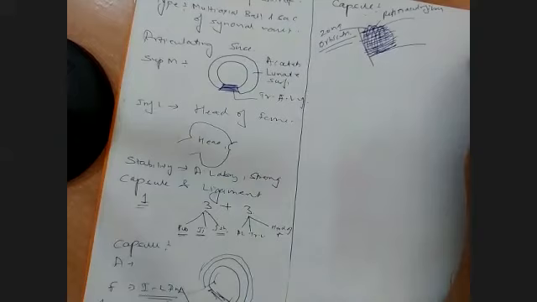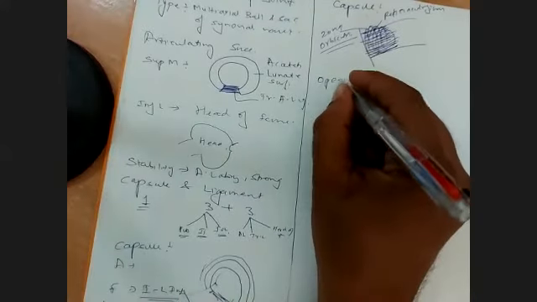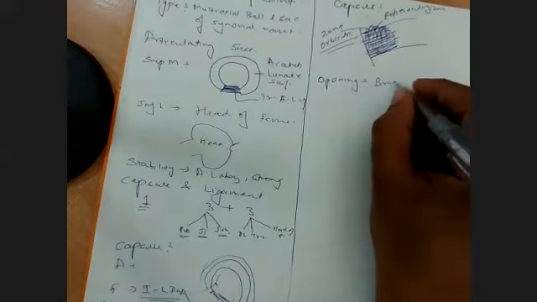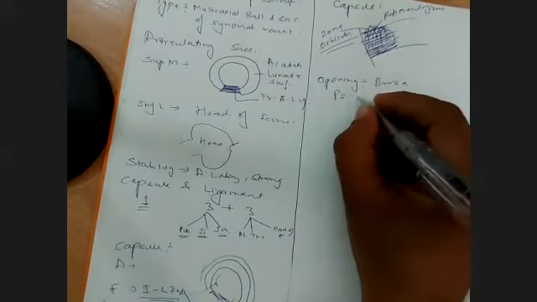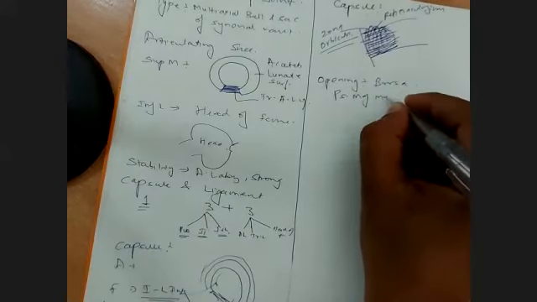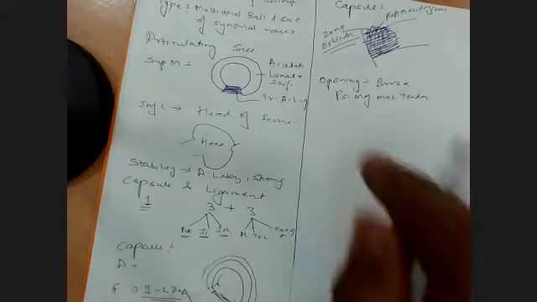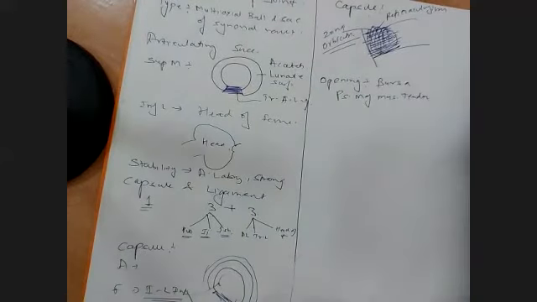This capsule has some opening also. Okay, why we should be knowing this, because it communicates with the bursa deep to psoas major muscle tendon. So if this bursa gets infected, this can infect the joint also. Okay.